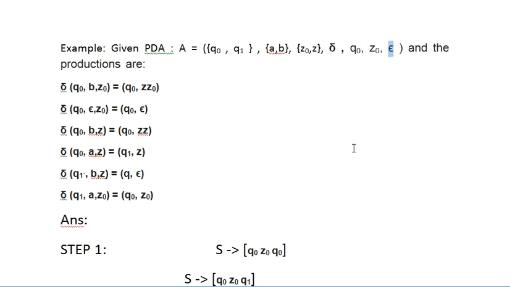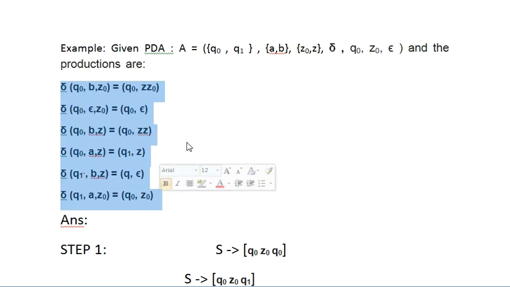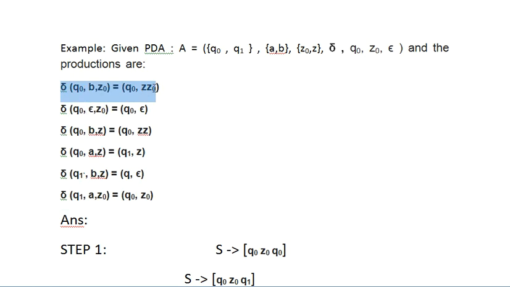Now, apart from that, the productions are also given to you. In order to convert a particular PDA to CFG, you have to convert each of the transitions into a production. So I have to work for 1, 2, 3, 4, 5, 6, so six different transitions I have to work with. Clear? So how to do that?